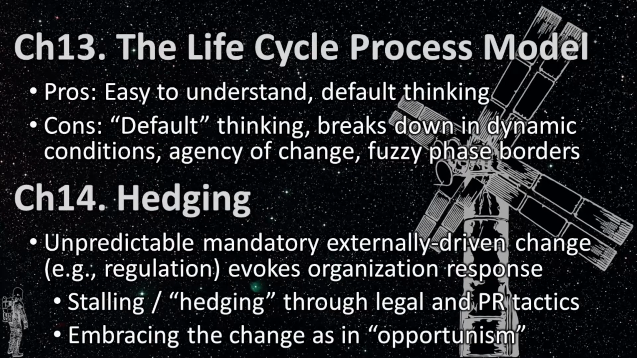Chapter 13 describes the life cycle model in detail and finds that it's easy to understand, and it's typically the go-to theory for many people. However, the same characteristic of being the go-to theory is actually a disadvantage too, as is the fact that it breaks down very easily, and different phases rarely have very sharp boundaries.